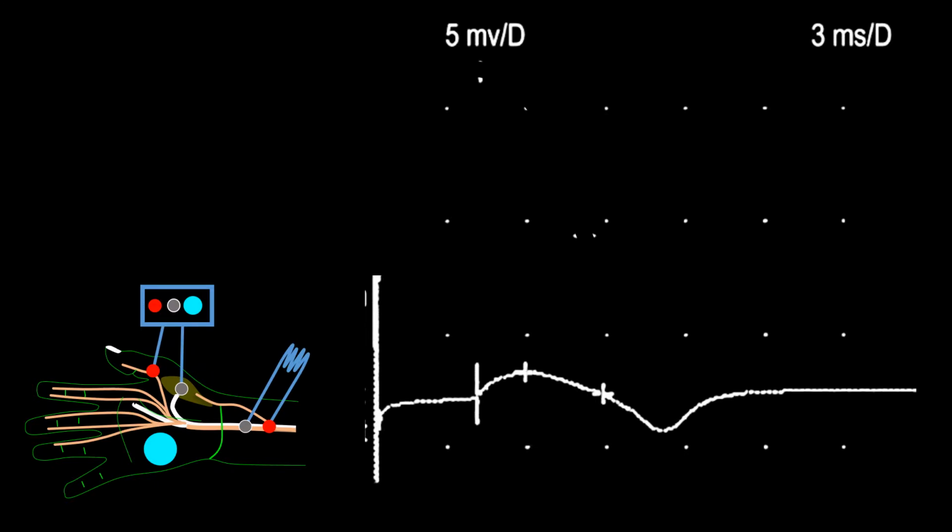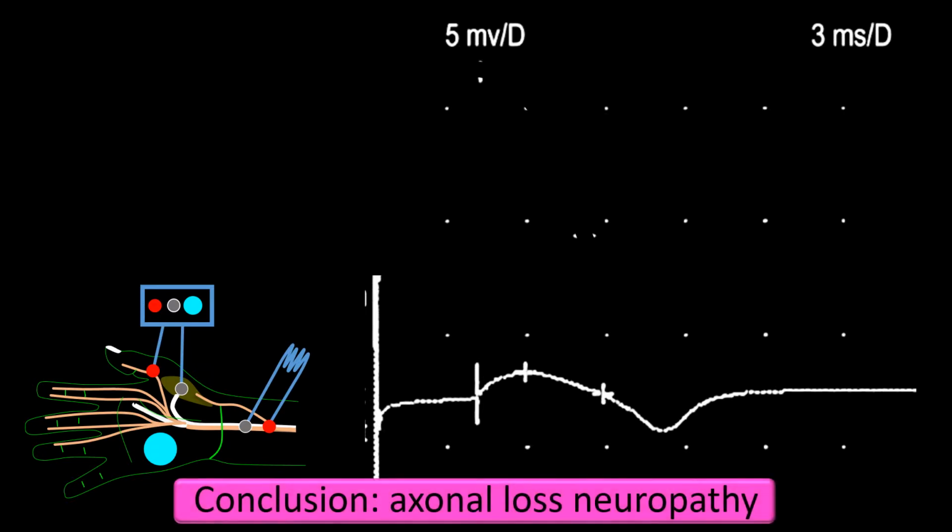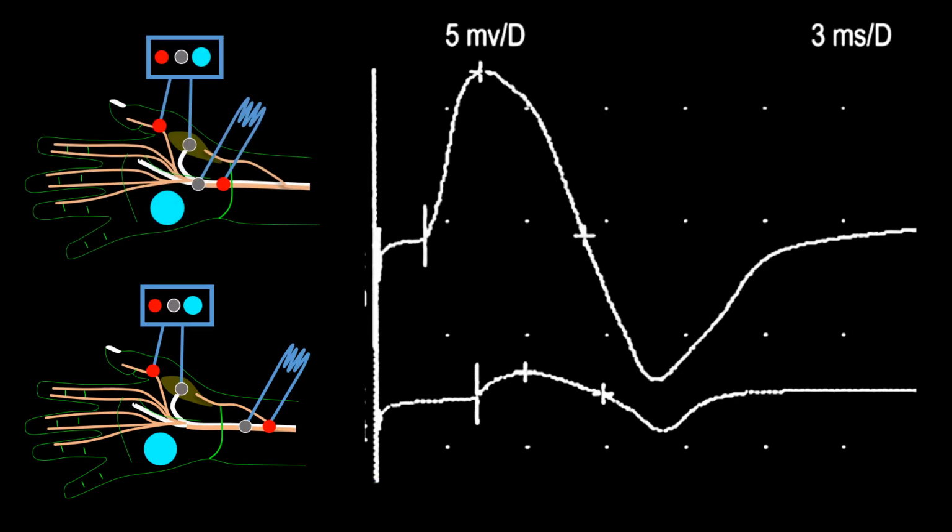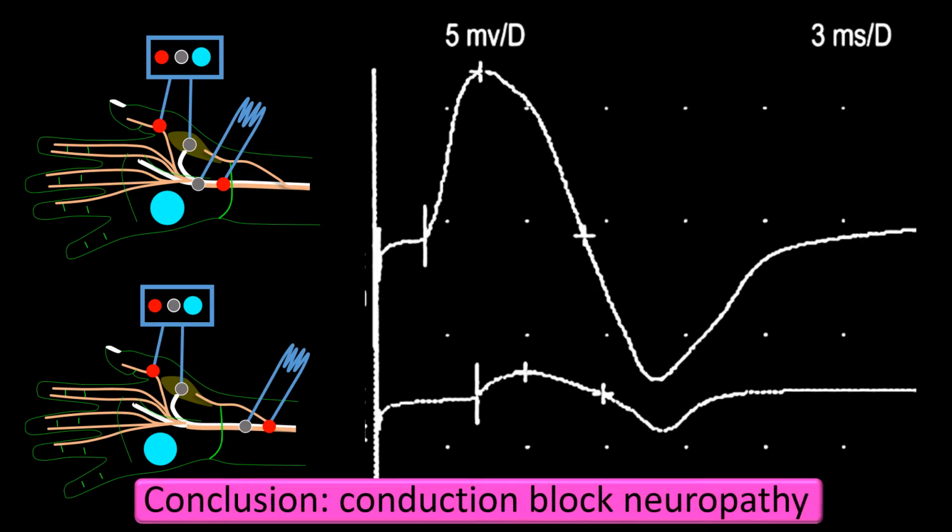Here you can see the potential produced by median nerve wrist stimulation. The low amplitude of the potential would make us conclude that we are dealing with an axonal loss neuropathy. But with palm stimulation, you can see that a large well-formed potential is present, leading to the correct conclusion that we're dealing with a conduction block.